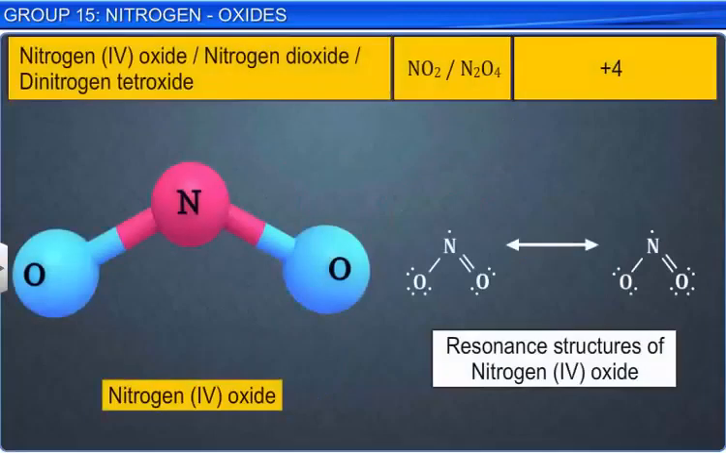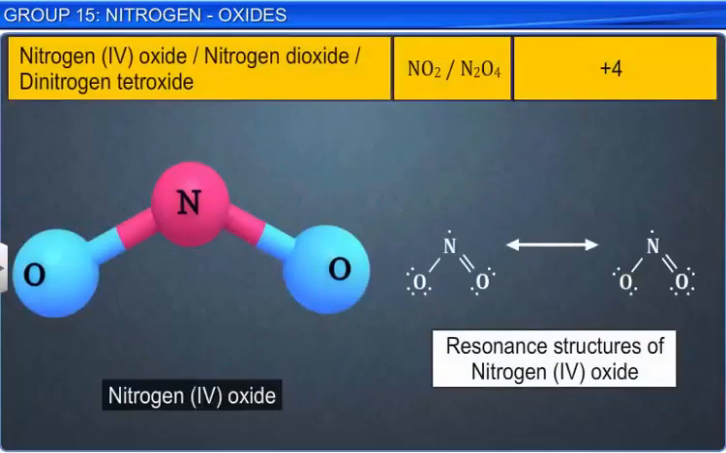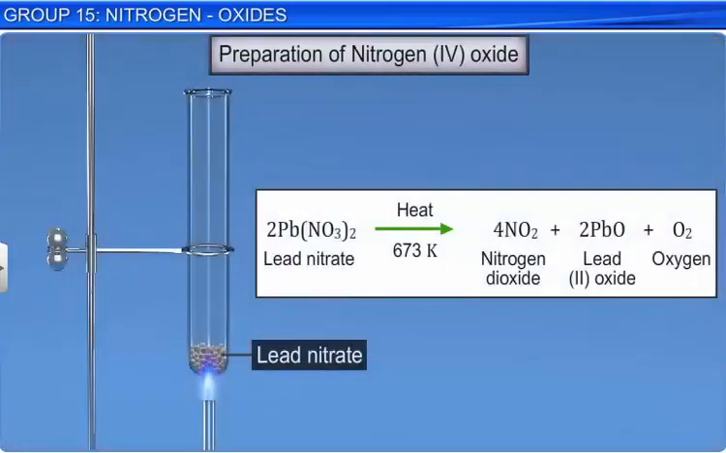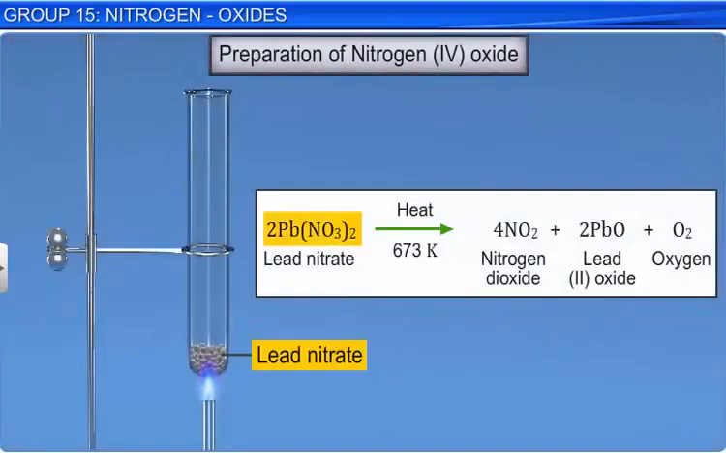Nitrogen-4 oxide, also called nitrogen dioxide, is prepared by heating lead nitrate at about 673 Kelvin.